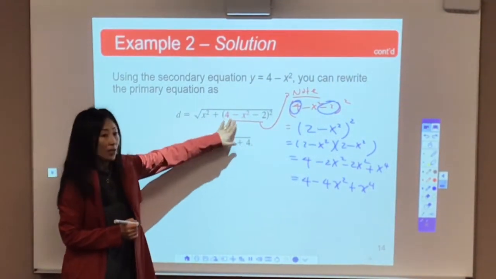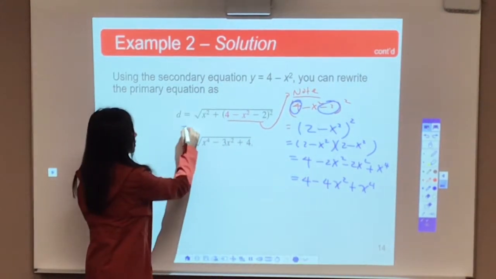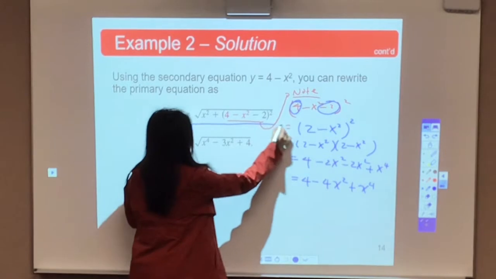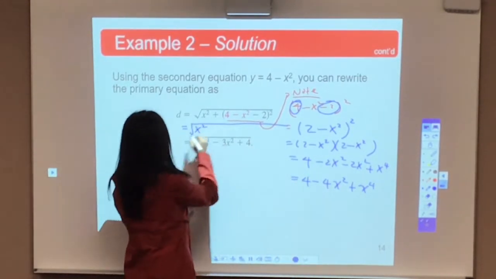Wait. The fourth thing right here is this right here. So I am going to put an extra step right here. Oh, yeah, plus x squared. So you have x squared, and then you have this.